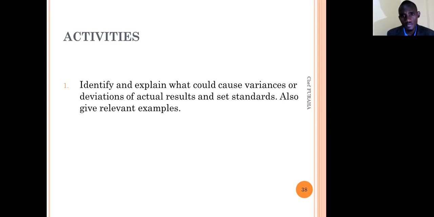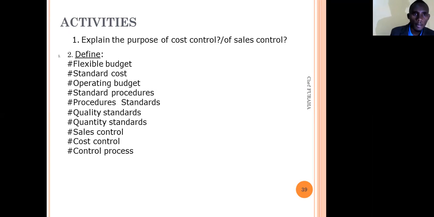What causes that? Is it because of less training? Is it because of ignorance? Is it because staff do not like those standards? Is it because they don't understand them? So you will find out different causes of variances and deviations between actual results and set standards. You must also give relevant examples. You may also explain the purpose of cost control. When you say explain the purpose of cost control, those are objectives.